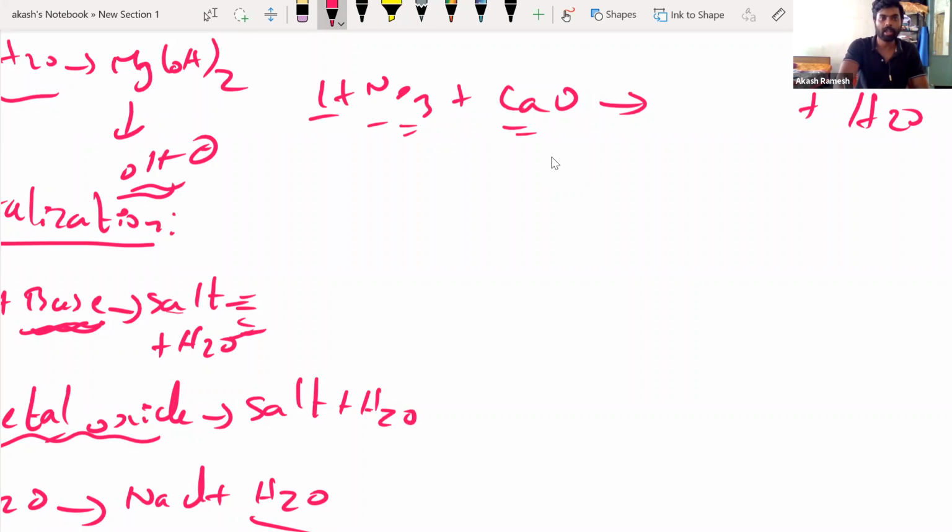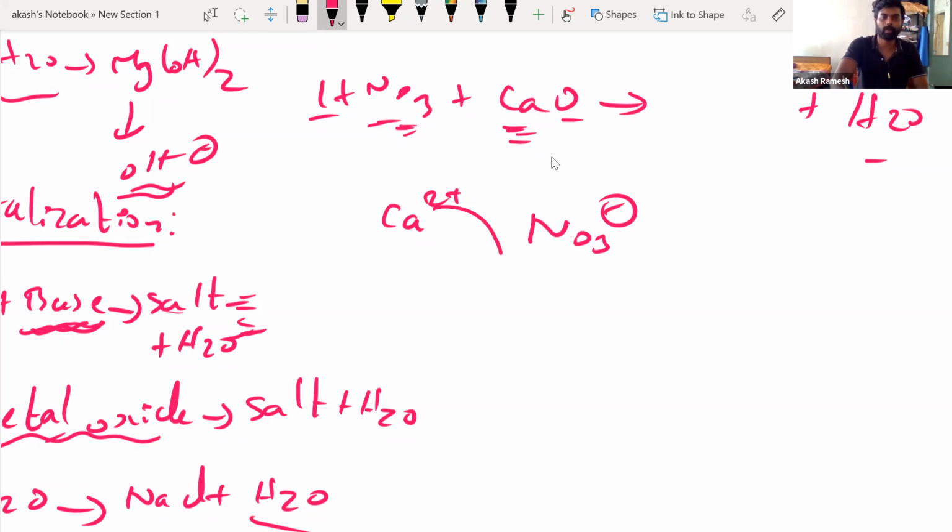Because this H and O will form H2O, very simple. So you are going to form a salt between the Ca and NO3, but you have to know what the ions present are. I know calcium forms Ca2+ ion. It belongs to the beryllium family: magnesium, calcium, beryllium, all these form 2+. And I know nitrate ion is NO3-.